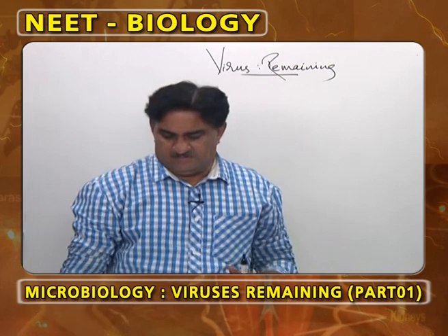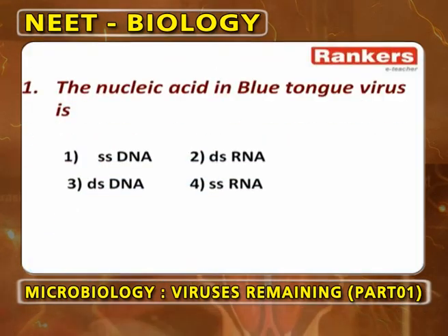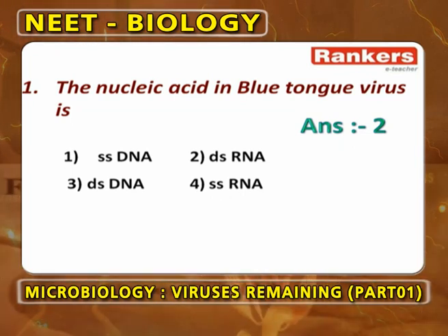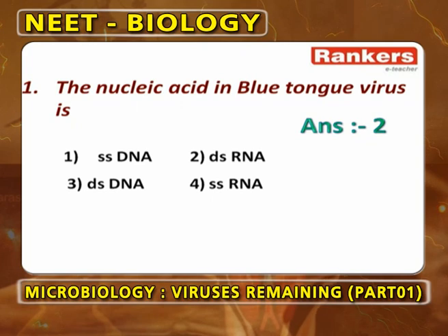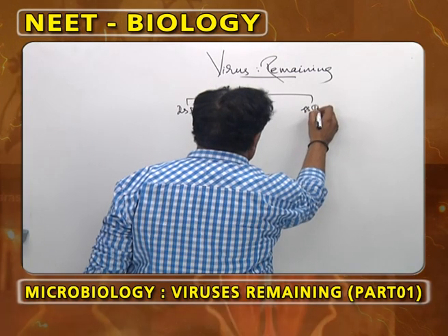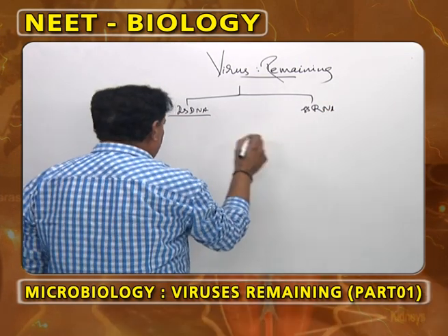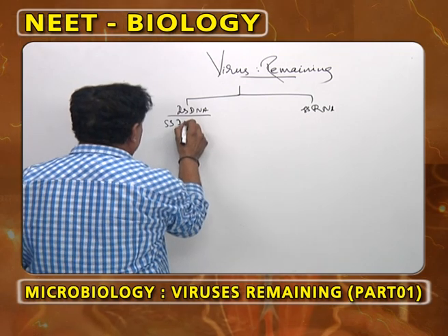So, coming to the first one, we will go to the bits. First bit: the nucleic acid in blue tongue virus is. On that day I told that normally in viruses there will be double stranded DNA or single stranded RNA. Double stranded DNA is normally present, but some show single stranded DNA.